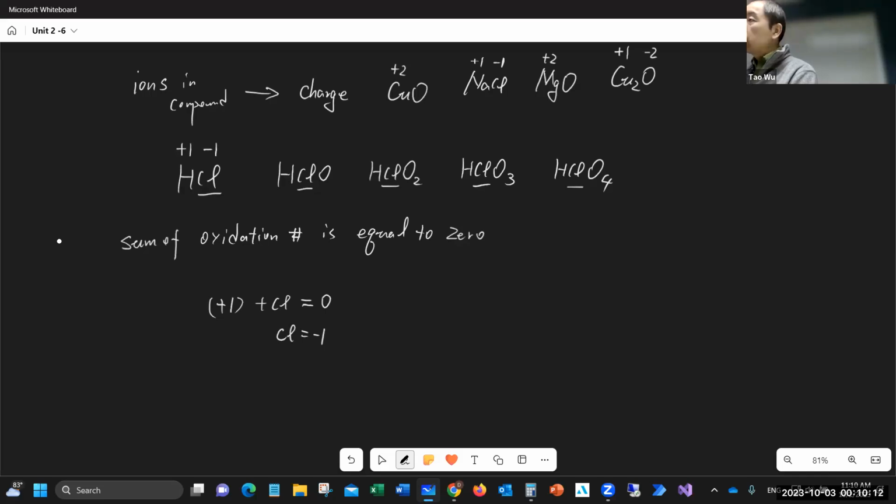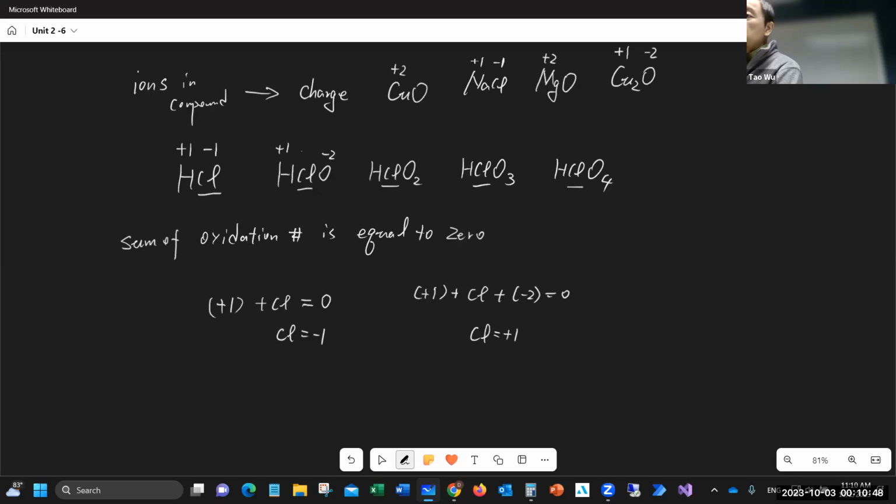The same thing shows up here. We know the oxidation number for hydrogen is +1. Oxygen is -2. And what is this? So +1 plus the oxidation number of the chlorine plus -2 should be equal to 0. Then 1 plus something, -2, equals 0. Then chlorine should be +1. Make sense, right? So again, the chlorine is +1.